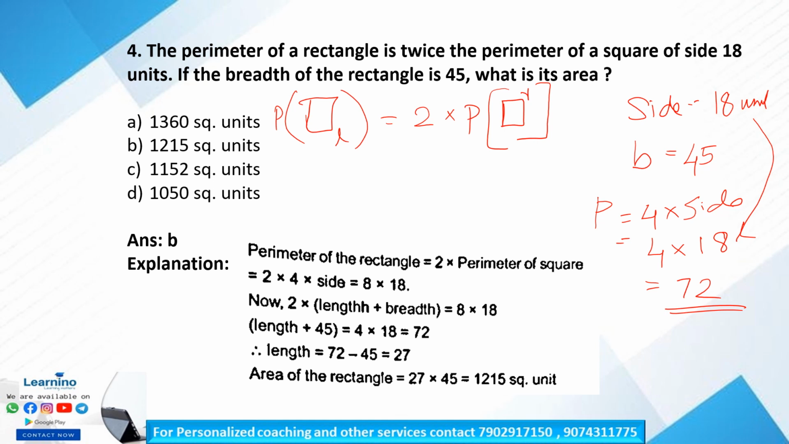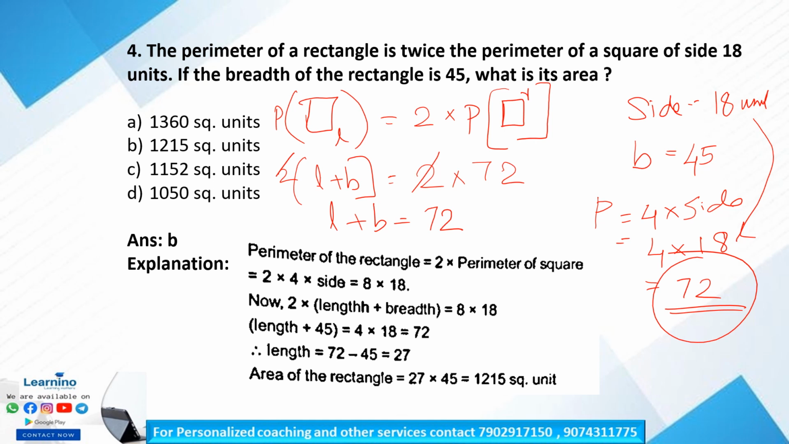So what is the perimeter of the rectangle? It is 2 into length plus breadth. That is equal to 2 into perimeter of the square. Perimeter of the square is 72 that we have found. So 2 into 72. So 2 and 2 cancel each other. So L plus B is equal to 72. What is the other data we have given? The breadth of the rectangle is equal to 45. So length plus 45 is equal to 72. Therefore, length is equal to 72 minus 45. So what is 72 minus 45? It is 27. Is it clear?